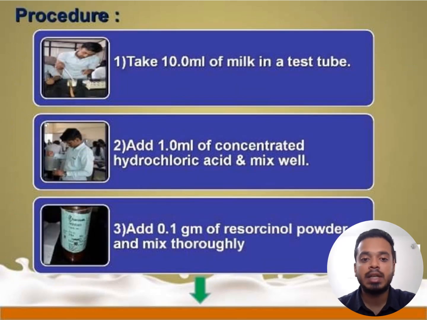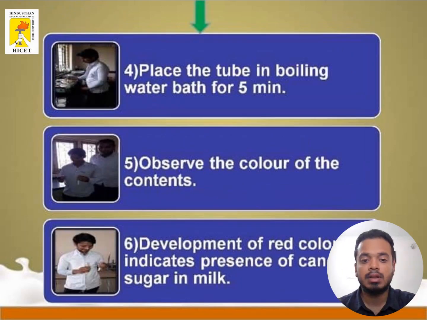First, take 10 ml of milk in a test tube, then add 1.1 ml of concentrated hydrochloric acid and mix well. Then add 0.1 gram of resorcinol powder and mix thoroughly. Then place the tube in a boiling water bath for 5 minutes. Then you can see the color change in the contents. A red color is developed. If red color is developed, then there is definitely the presence of cane sugar in the milk.